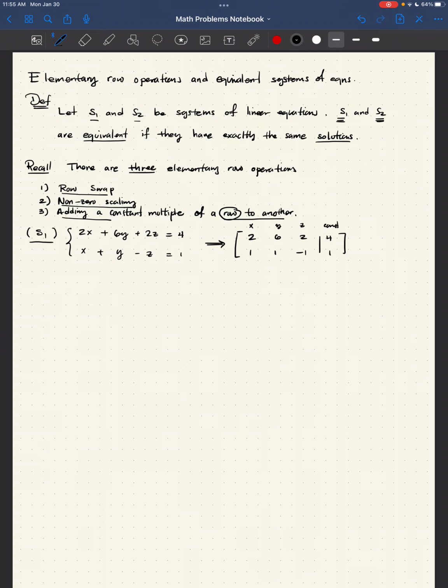And then we proceed by applying these operations that, as we said, do not affect the solution set. So they leave it invariant. The first operation is I'm going to multiply row number 1 by 1/2. So I'm applying an instance of this operation. The result of that is the following: I have 1, 3, 1, 2, and the second row remains unaffected, so it's just 1, 1, -1, 1.